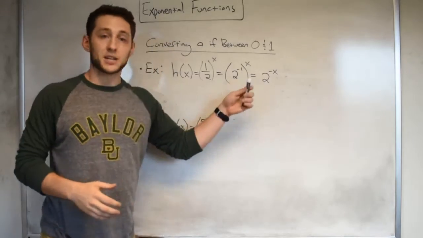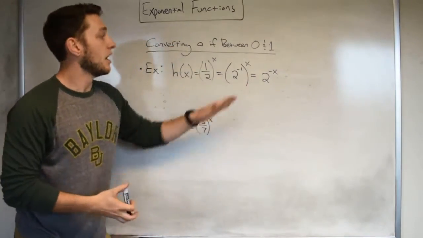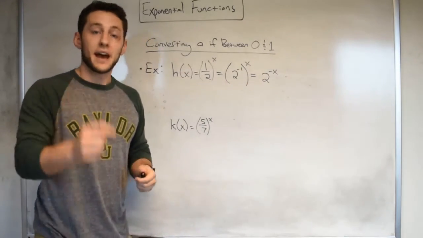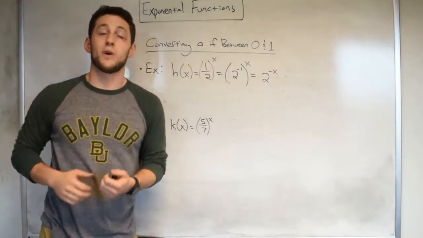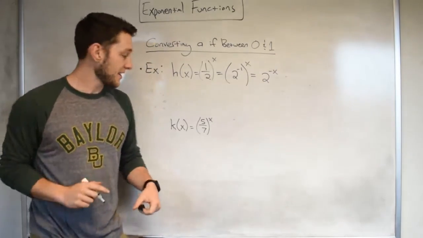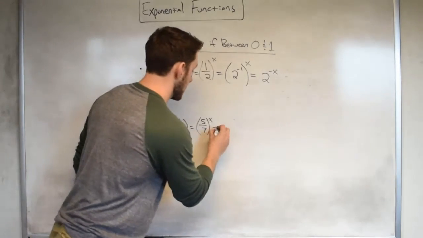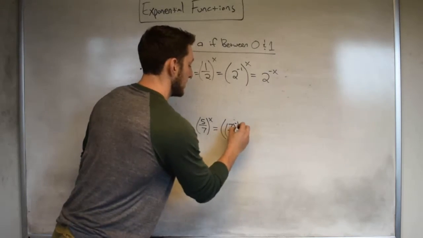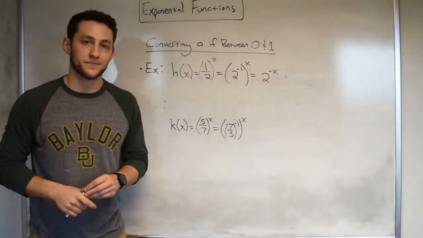Now this is actually inversely related, meaning it's just a reflection across the y-axis of 2 to the x. So h of x equals 1/2 to the x, and f of x from our last slide being 2 to the x are actually just flipped across the y-axis from each other. Similarly with this new function k of x equal to 5/7 to the x power, I could rewrite this as 7/5 to the negative first power raised to the x power.